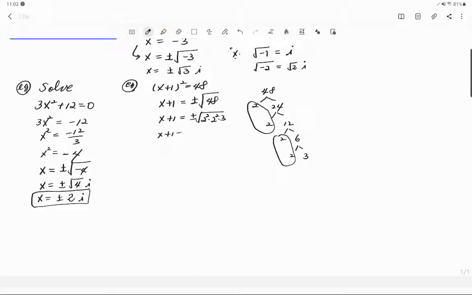So x plus 1 equals, now this 2 and 2 go out, so it will be 2 times 2 is 4, square root of 3. And then finally, move plus 1 to the right, so negative 1 plus or minus 4 square root of 3. So there are two solutions. One is negative 1 plus 4 square root of 3, and the other one is negative 1 minus 4 square root of 3. Can you see how we simplify this? Whenever you have a squared, remove the square, the power 2, then put plus or minus the square root on the right-hand side.